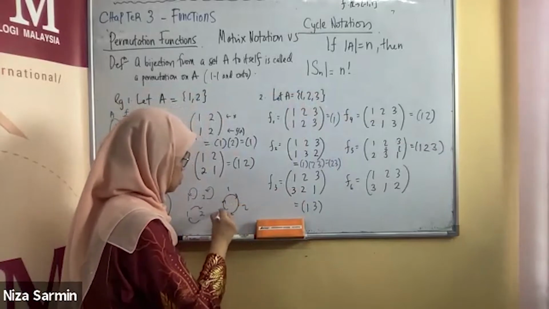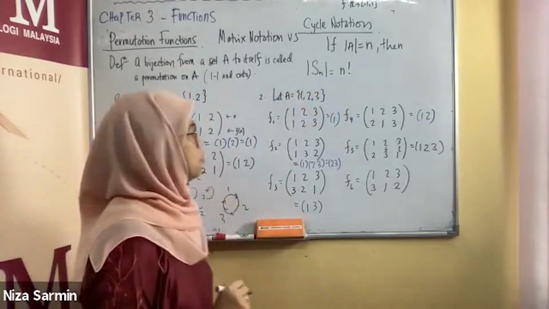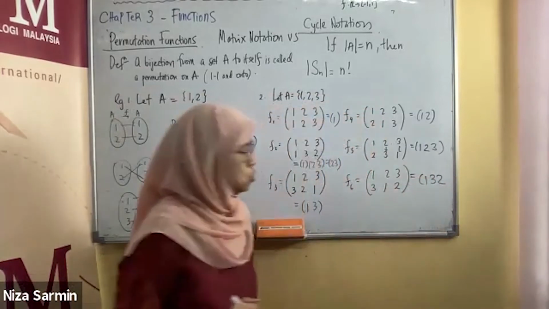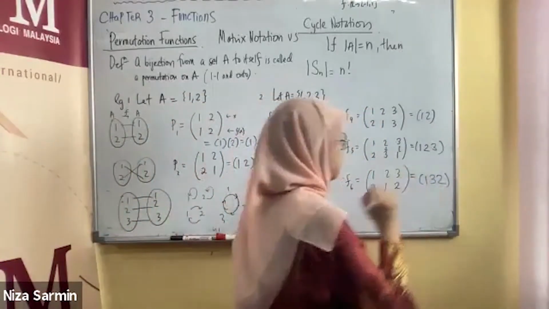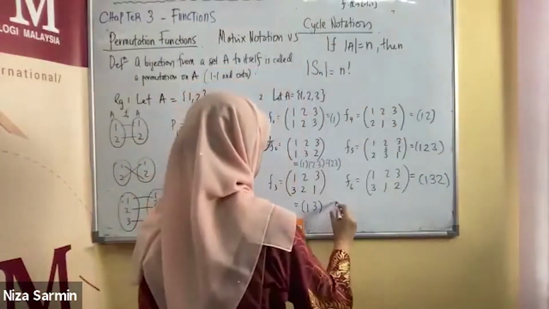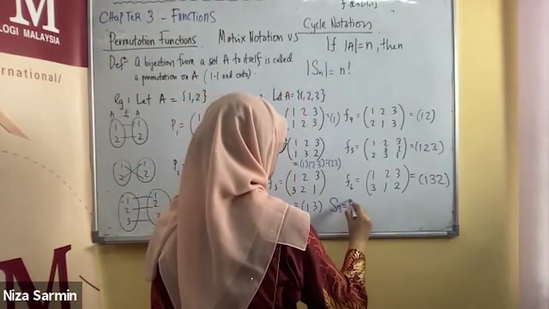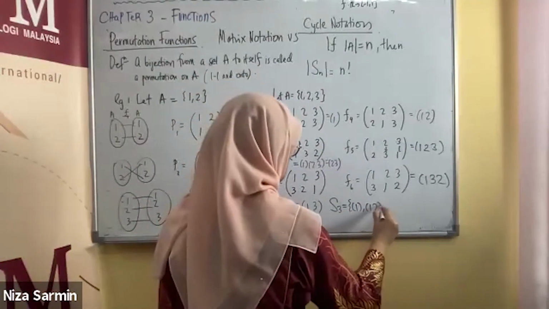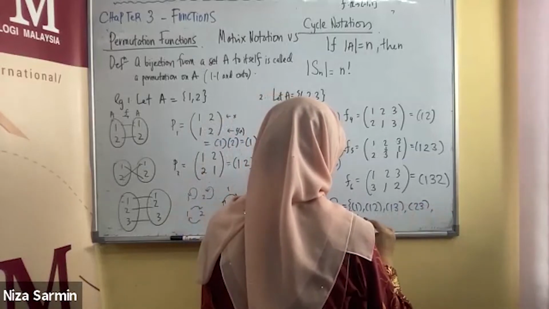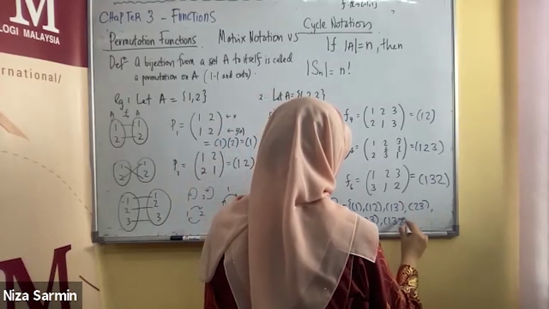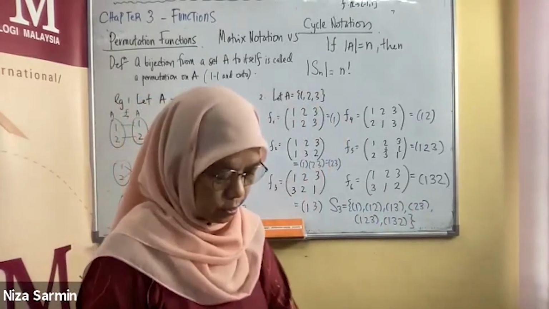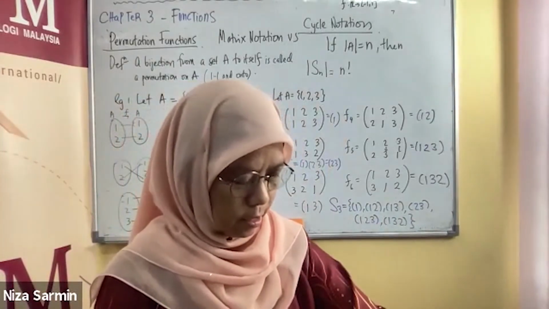1 goes to 2, 2 goes to 3, 3 goes to 1. And this one is 1, which goes to 3, 3 goes to 2, 2 goes back to 1. So by all this, we can write the permutation of S3 to have 6 elements. Six of them. Okay.